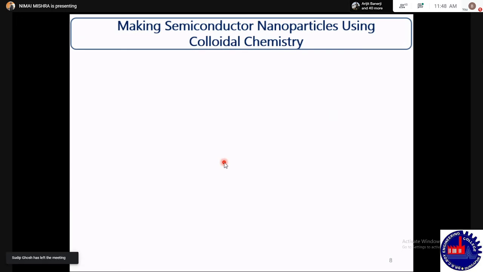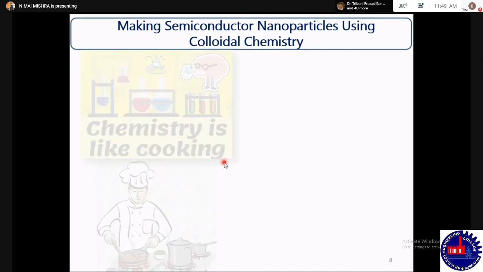Okay. Now let us see, as I said a few slides back, that if you know cooking of coffee or making of Maggie, then certainly you can produce these nanocrystals. But don't do it at home. There's some safety concern and hazardous chemicals we use, but if you have at least basic knowledge of cooking, you can do the synthesis of nanoparticles. For the synthesis of nanoparticles, we use a very particular chemistry that's called colloidal chemistry.